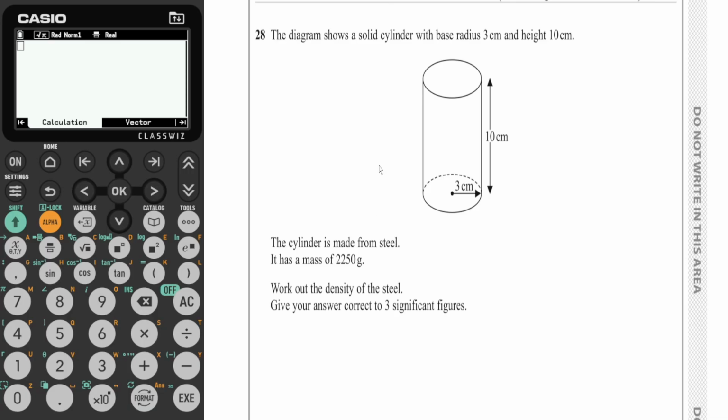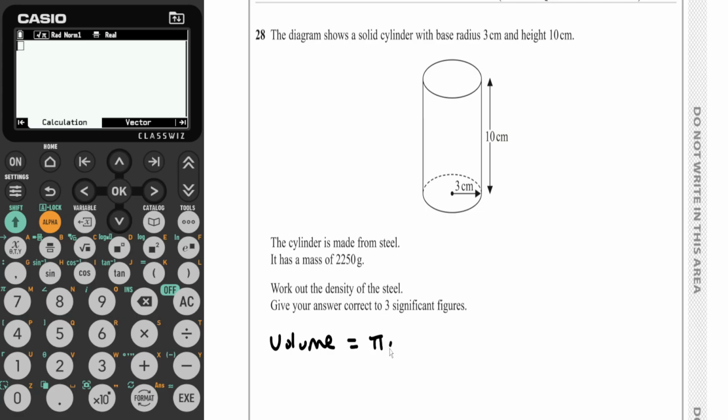Question number 28. The diagram shows a solid cylinder with base radius 3 centimeters and height 10 centimeters. The cylinder is made from steel. It has a mass of 2,250 grams. We have to work out the density of the steel. Give your answer correct to 3 significant figures. What we need to do to begin with is work out the volume. The volume is equal to the area of the circle times by the height.